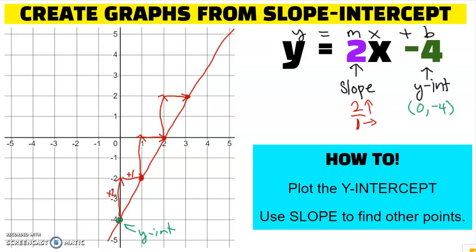So plot your y-intercept. It should be on your y-axis. Remember, the y-axis is the vertical one. And then use your slope to drive.